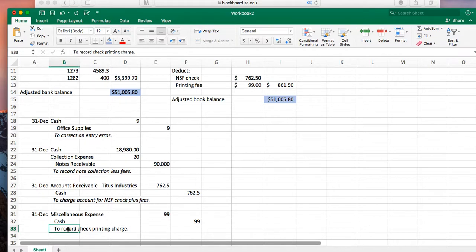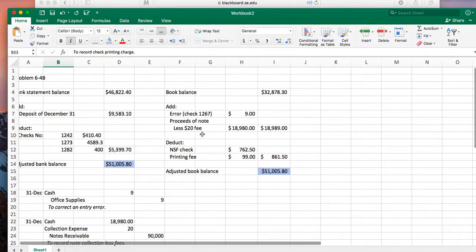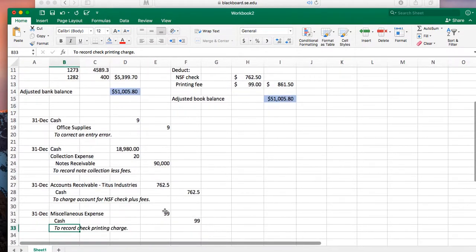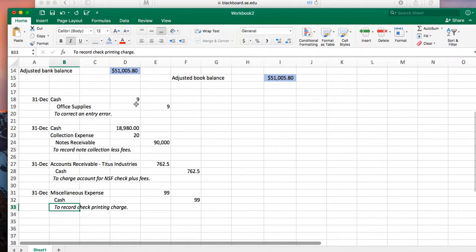Okay, so that is how you do the journal entries for bank reconciliation. Basically, what you've got to remember is anything you're doing over here is going to require that you do a journal entry so that you can adjust your book balance, your general ledger balance, to what it's supposed to be once you reconcile that with the bank.